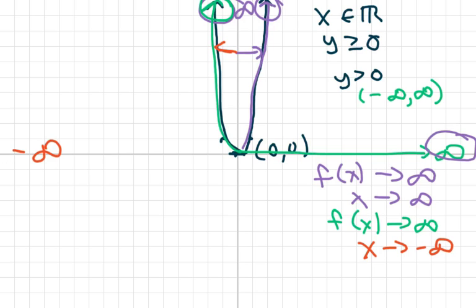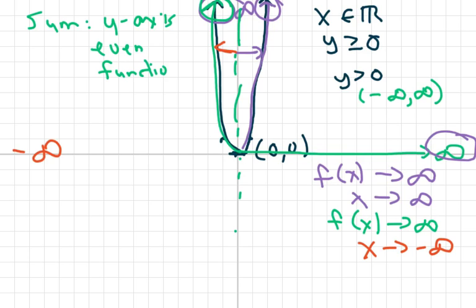So that's that part. It's symmetric about the y-axis. So the symmetry is the y-axis. That means it's an even function. Okay. This function is not one-to-one because when you do the horizontal line test, it hits twice everywhere.